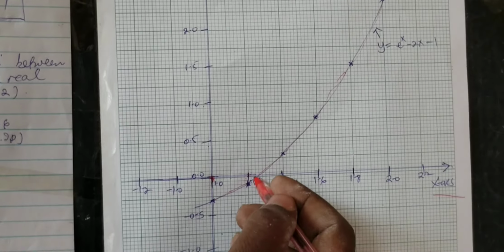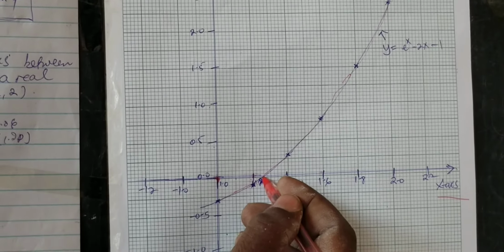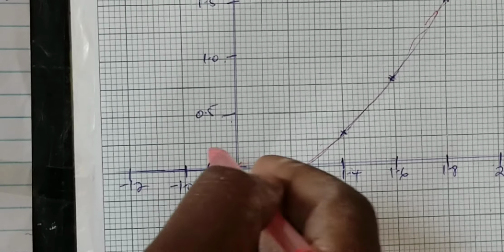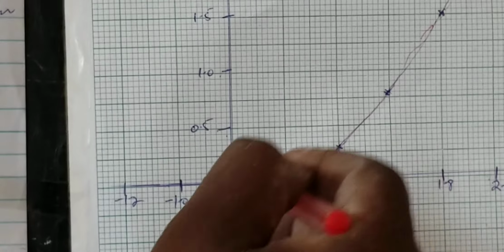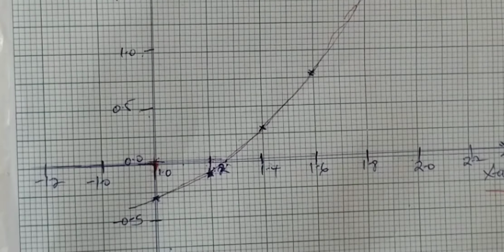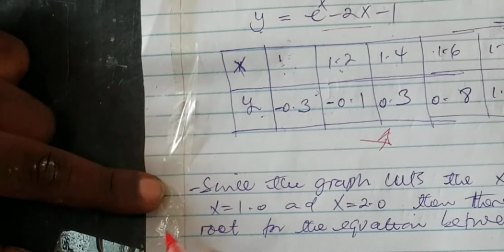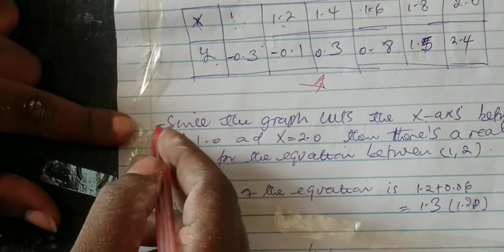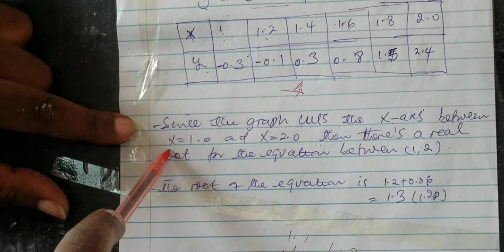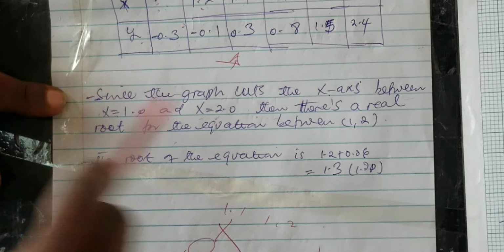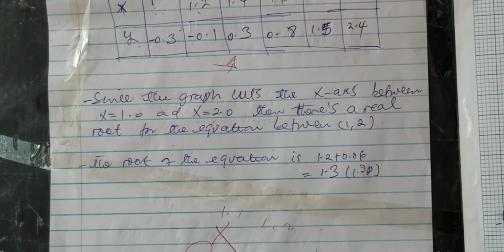Then you will see that the graph is cutting the x-axis at some point. So this is 1, this is 2. Since the graph cuts the x-axis between 1 and 2, you make a conclusion that there is a real root of the equation in the interval 1 to 2. Since after seeing that it is crossing the x-axis in that interval, then make a conclusion. Since the graph cuts the x-axis between x is equal to 1 and x is equal to 2, then there is a real root for the equation between that interval. The conclusion is very, very paramount.